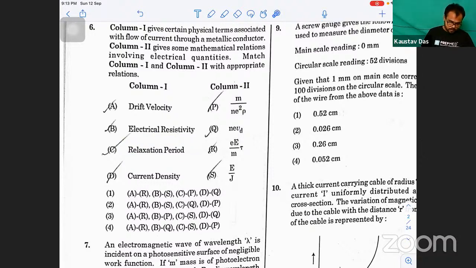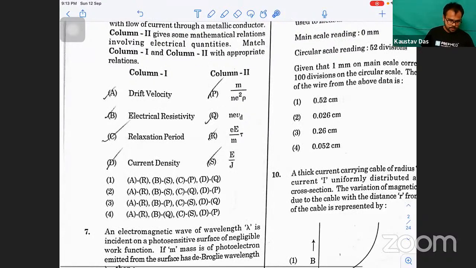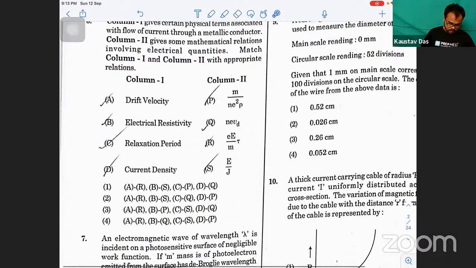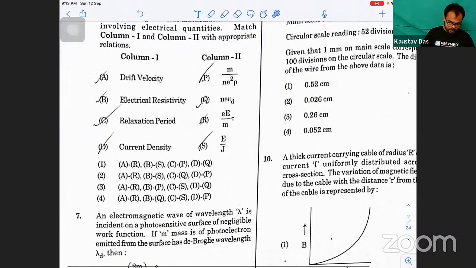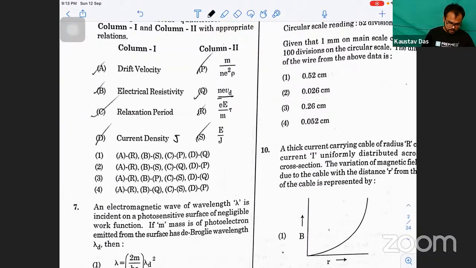I have already told you this whenever we discussed it in the class. The drift velocity expression: what is the value of drift velocity? This is question number 6. Acha, if I go through the current density J, that expression comes as J equals n e v_d. So v_d goes to U, and v_d goes to Q here in this option and in this option. So I can obviously cancel out these two options.